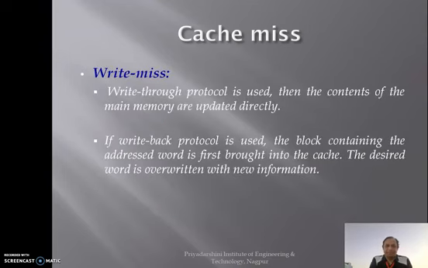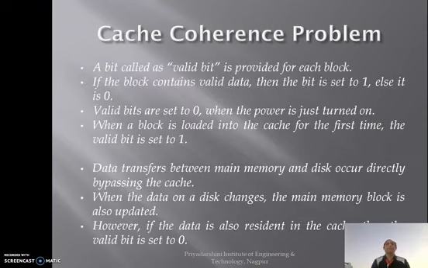Write miss: if the write through protocol is used, then the content of the main memory is updated directly. If the write back protocol is used, the block containing the addressed word is first brought into the cache. The desired word is overwritten with new information.